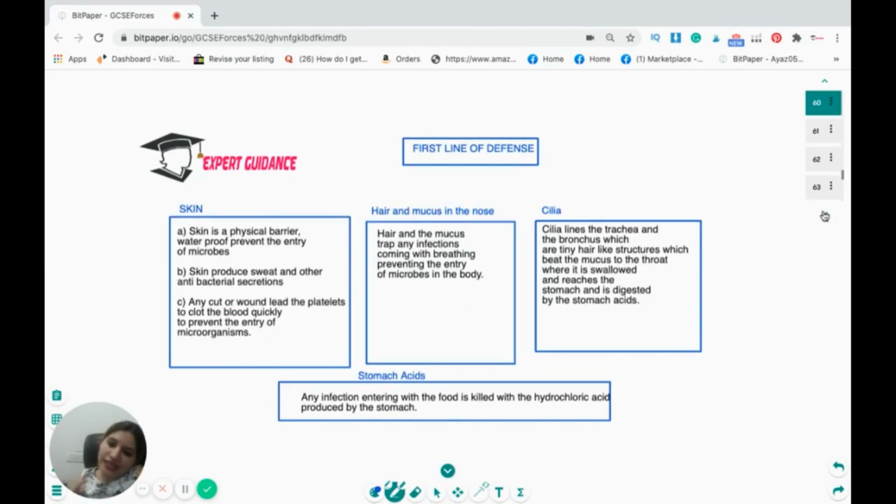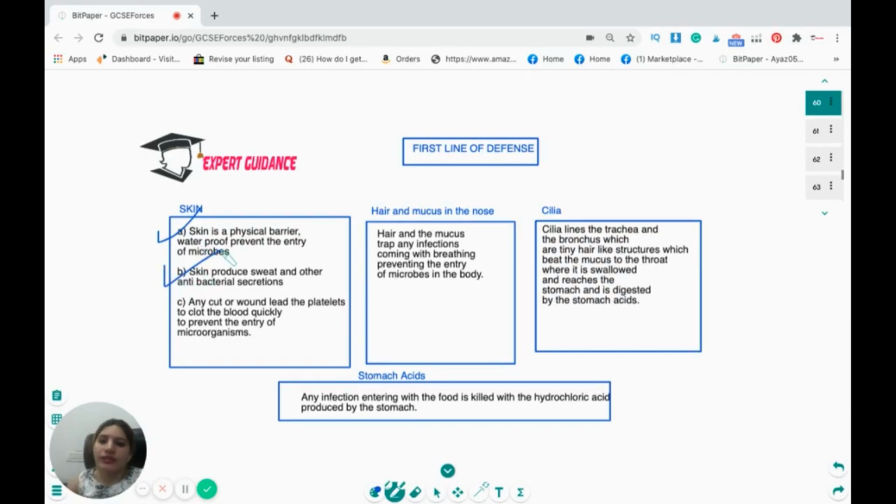Now, let us look at each of these lines of defense in detail. Now, the first line of defense is your skin. Skin is the physical barrier. It is waterproof. It prevents the entry of microorganisms. The skin produces sweat and other antibacterial secretions.